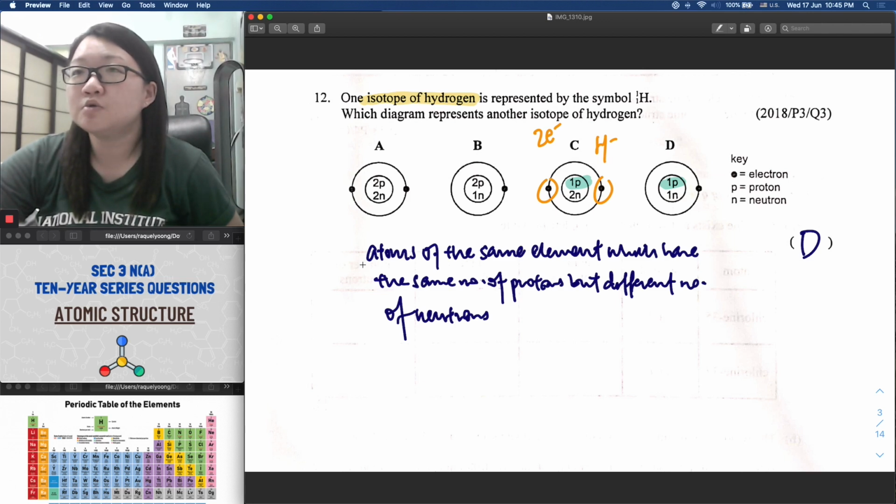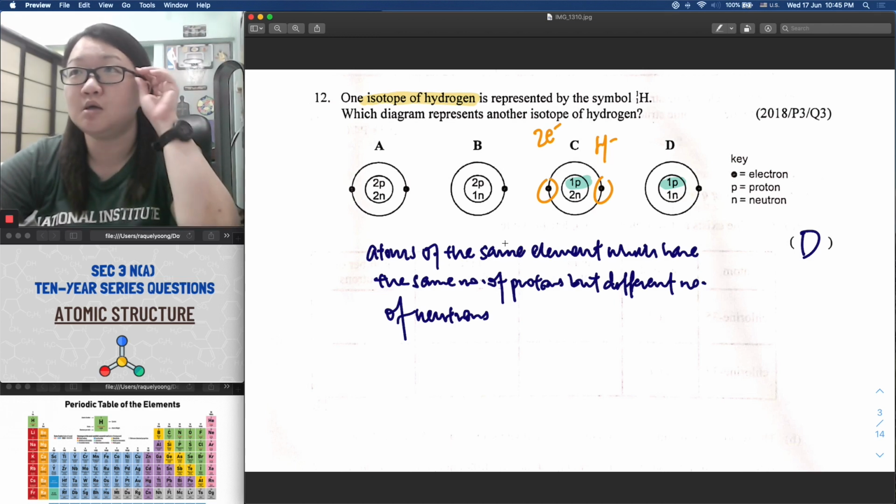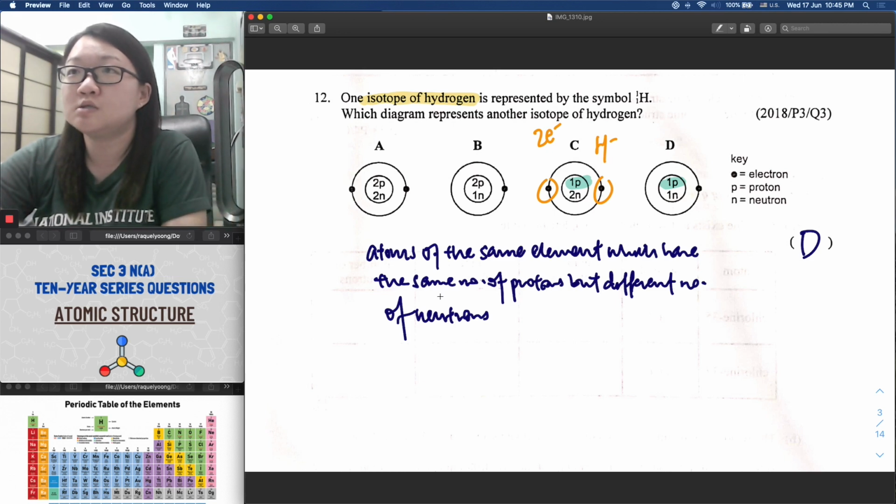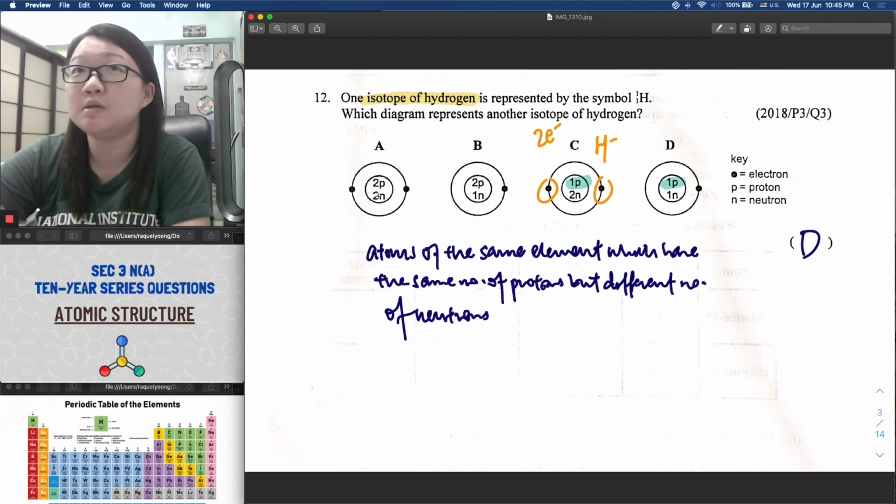Isotopes are atoms of the same element which have the same number of protons but different number of neutrons. Based on this definition and understanding alone, you can straight away zoom in your answer to option C or D, right? Because your answer has to reflect same number of protons. The isotope that's given to you in the question has one proton, and for C and D, they both also have one proton, right? You can straight away eliminate options A and B because they have two protons, so that's wrong.